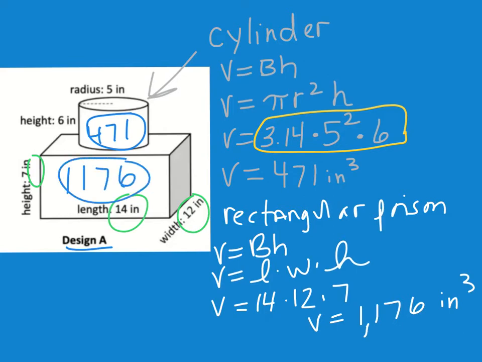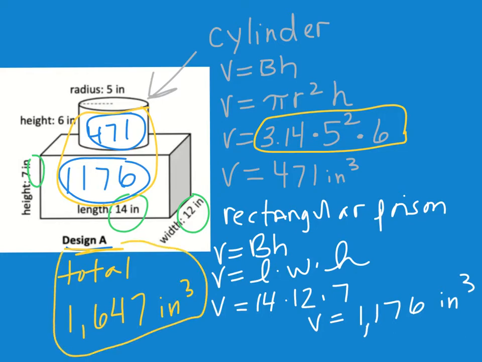So now we just add these 2 amounts together to get the total for design A. So I'm going to add those together, and the total is 1646.3.47 inches cubed. Seems like a lot of cake. Okay, so that's design A, a cylinder on top of a rectangular prism.